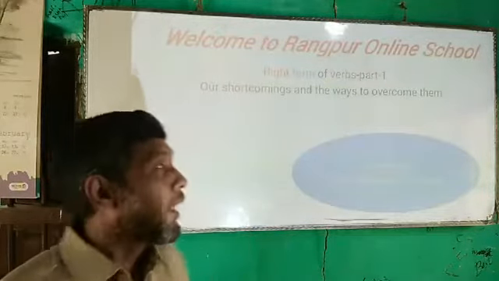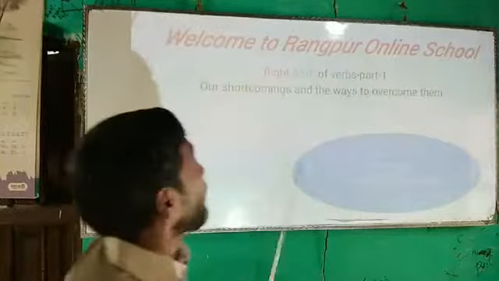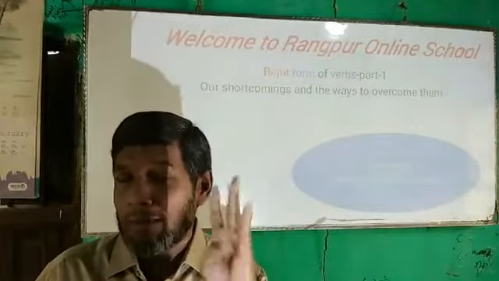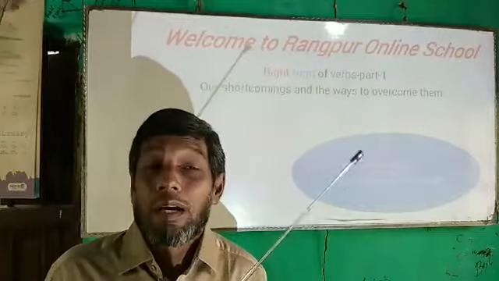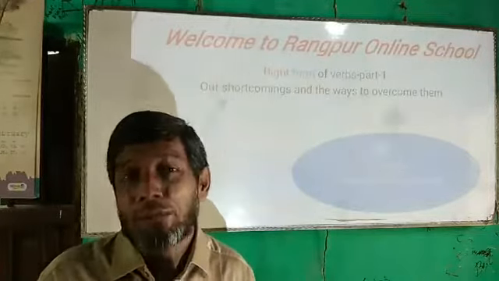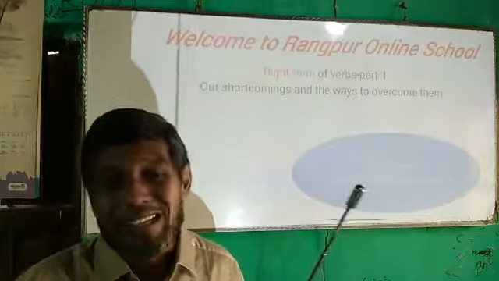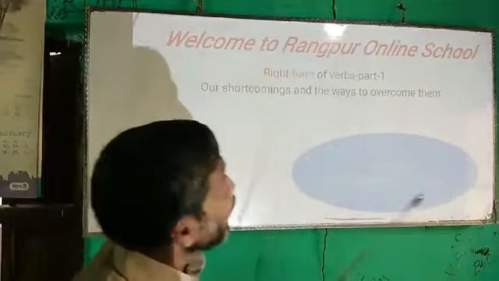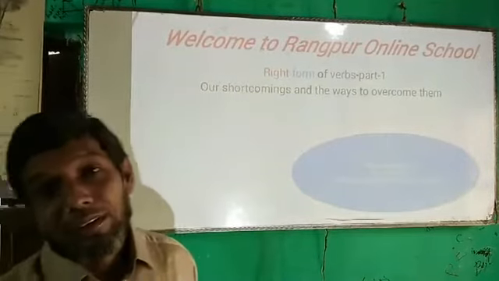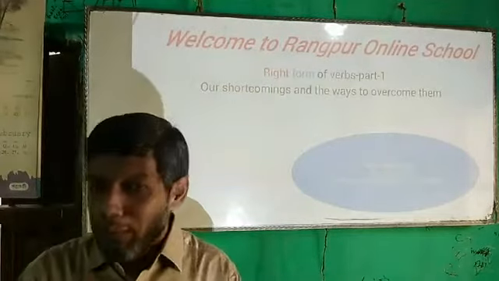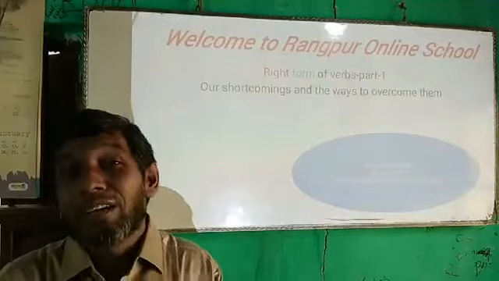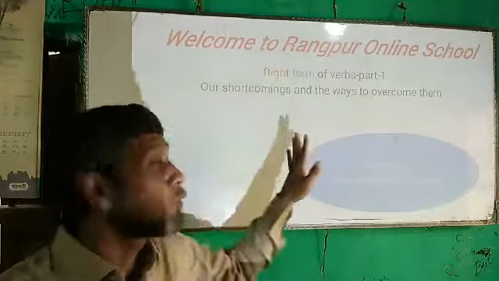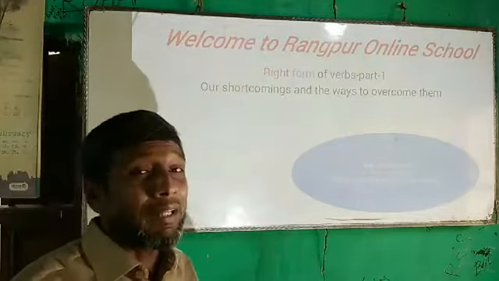Number 1, to solve the right form of verbs, what are our shortcomings? This is point number 1. What is our problem? Why can we not do successfully in the exam hall? This is number 1. And number 2, the ways to overcome them. As we have some problems, we have to find out some techniques, some ways to overcome them. So today I will focus on these 2 topics, and my class will end.